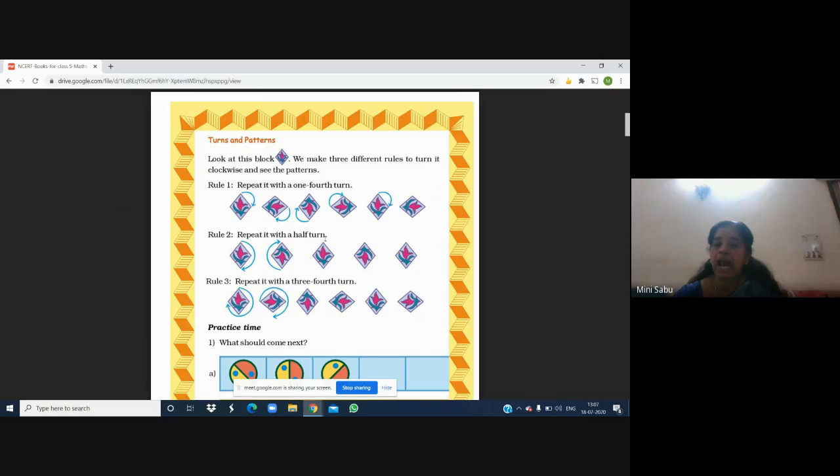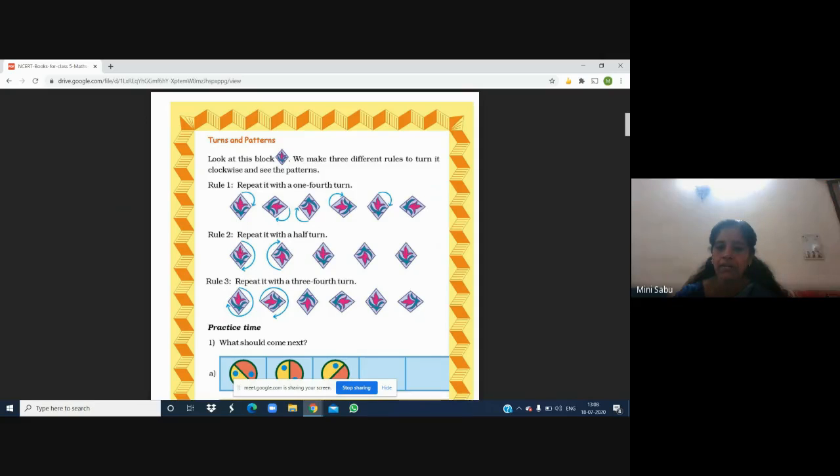Now rule 2. Repeat it with a half turn. What is a half turn? Half turn means actually upside down. Okay, let us see. See this block. Here you can see the flower straight.